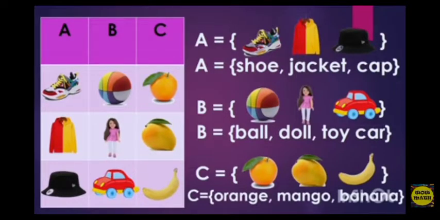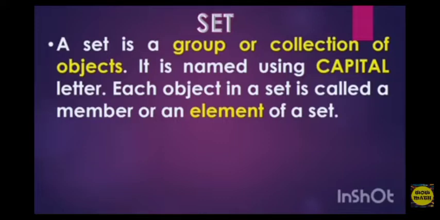So these are examples of sets. We have set A. We can see the pictures of shoes, hood, and a cap. Or it can be written also in words. And in set B, we have ball, doll, and a toy car. And in set C, we have orange, mango, and banana. Based on these examples, we can define a set as a group or a collection of objects.